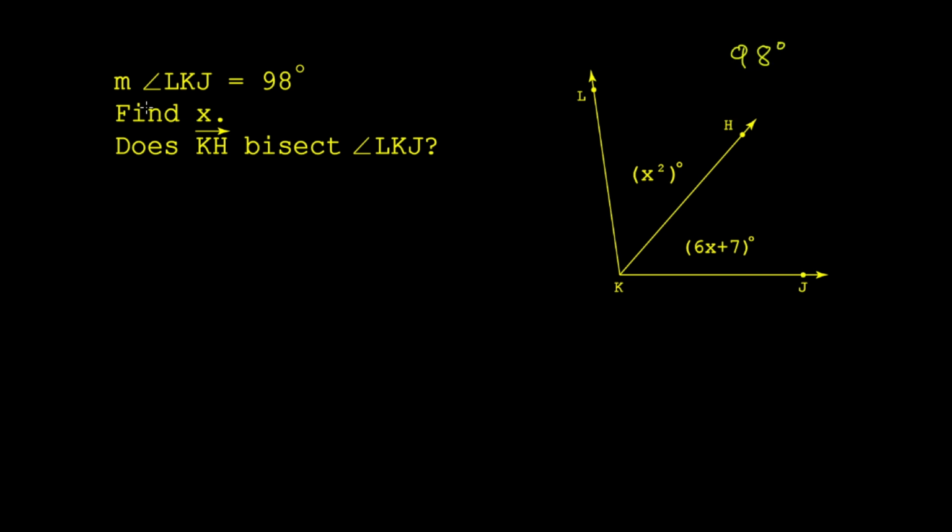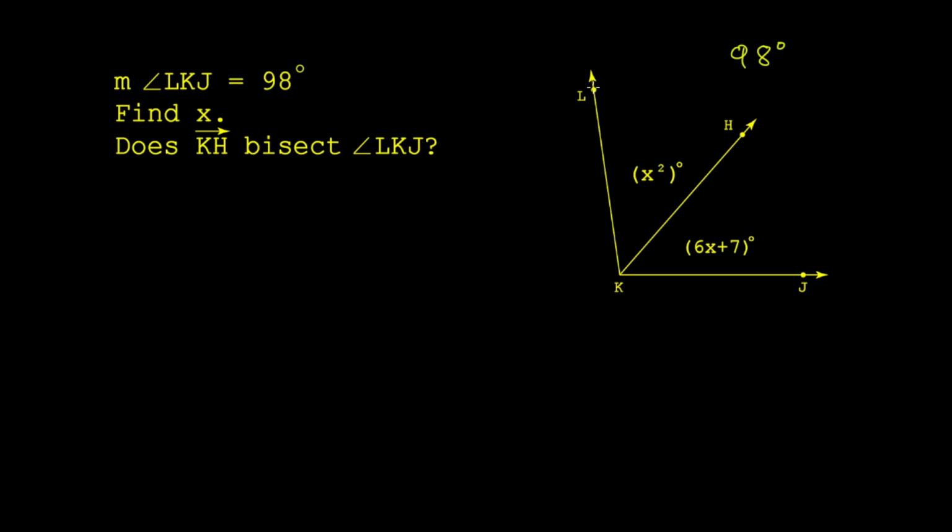So the two questions: find x, and does ray KH bisect angle LKJ? Now some students will be tempted, since they see the word bisect right there, to set the measure of angle LKH equal to the measure of angle HKJ, assuming that it is. Maybe it is, maybe it's not. If you assume that it is and it's not, it's wrong. If you assume that it is and it is, then you got lucky.